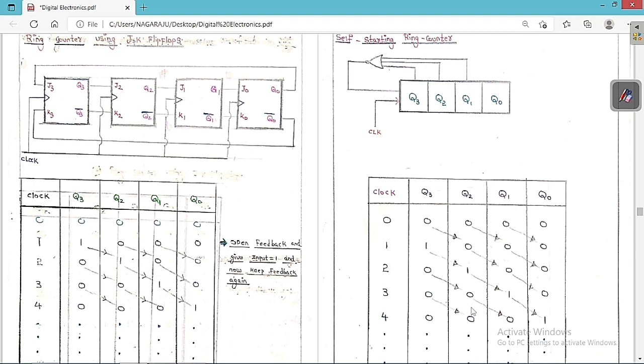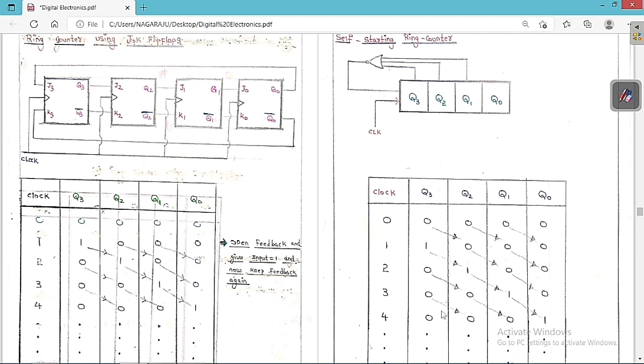That is the self-starting. So for 4 flip flops we are going to get 4 unique states. For n flip flops we are going to get n unique states for the ring counter. But it is self-starting. We don't have to open the feedback and we don't have to give the input as 1, because it is automatically going to start because of this NOR operation. So we can see only 4 unique states are going to be present.